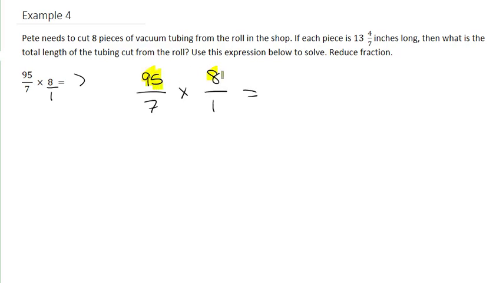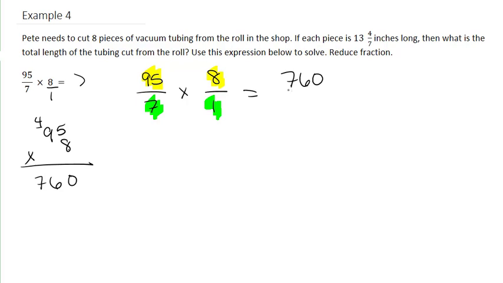So once again, we're multiplying this number and this number together. And then we're going to multiply this number and this number together. So 95 times 8. 5 times 8 is 40. Carry the 4. 9 times 8 is 72, plus that 4 is 76. So then we get 760 on the top, and 7 times 1 is 7. And this is reduced because there's no common factors with 7 in 760. So this would be the total length of the tubing.